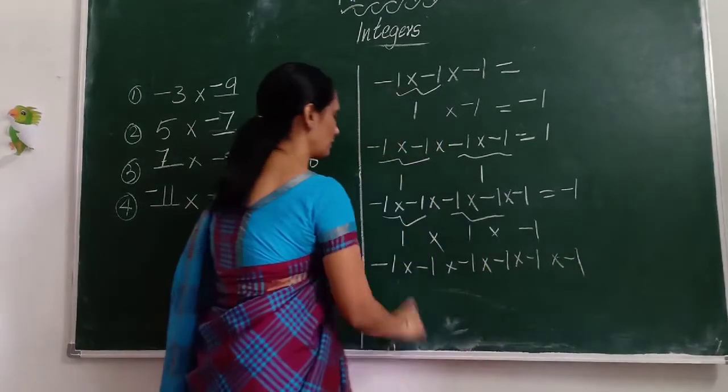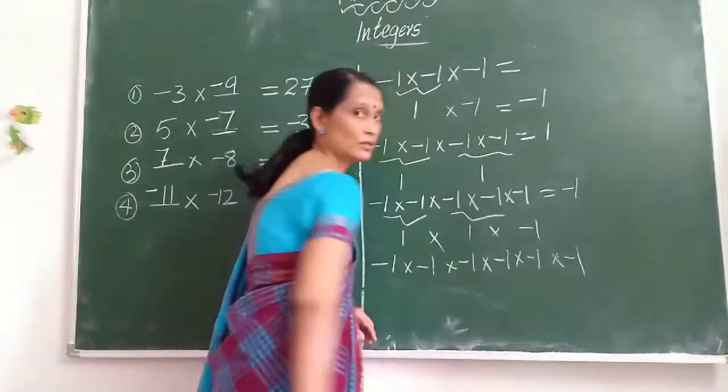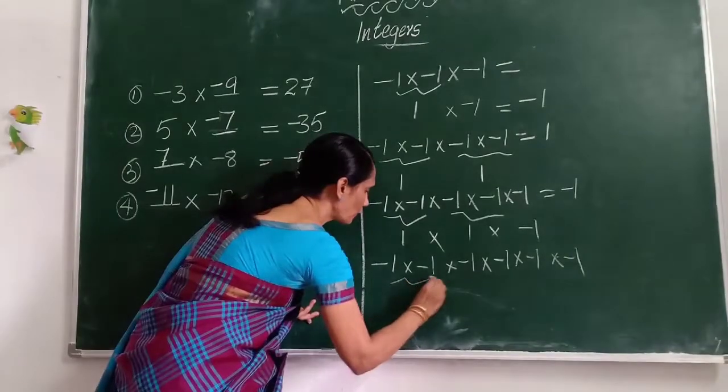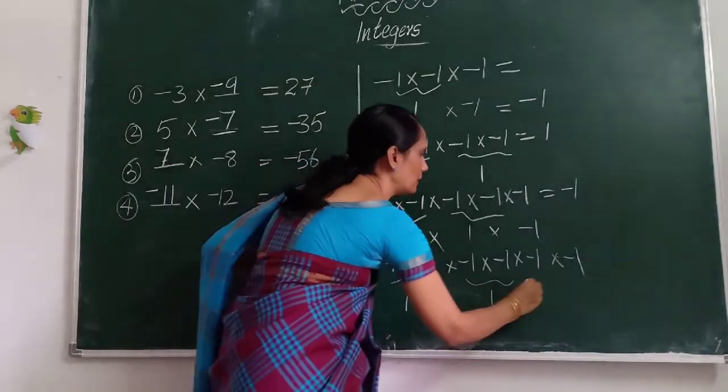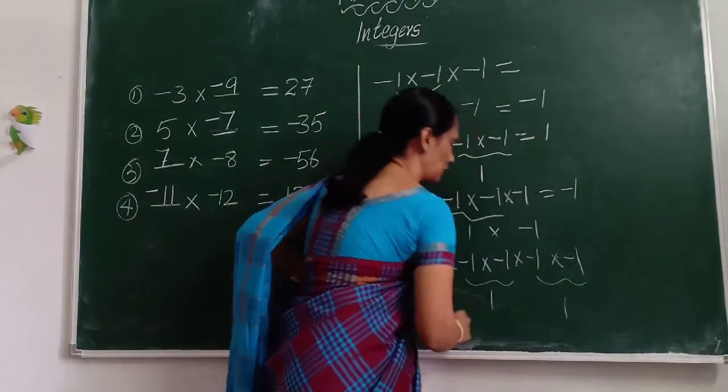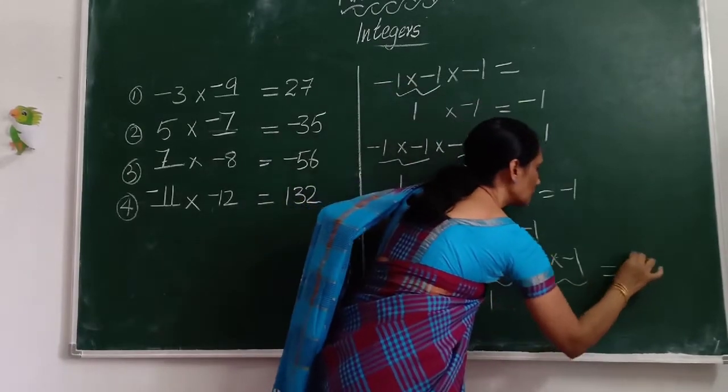Okay, 6 ones I have taken. 1, 2, 3, 4, 5, 6. Okay, see here. This one, positive 1. This one also positive 1. This one also positive. 1 into 1 into 1 equal to 1.